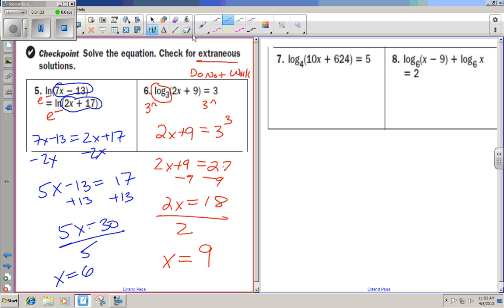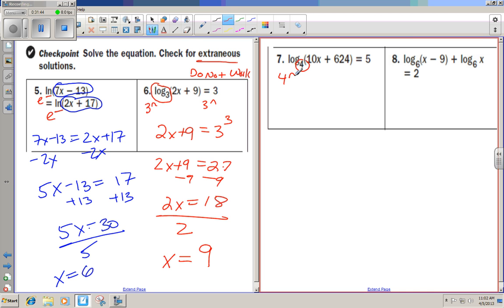The next part, over here, still, notice, logarithm, they are not the same logarithm. So you have to undo a log base 4 with an exponential base 4. 10x plus 624, because these cancel, is equal to 4 to the 5th power. Now, 4 to the 5th power is 1024. So you now have 10x plus 624 equals 1024.